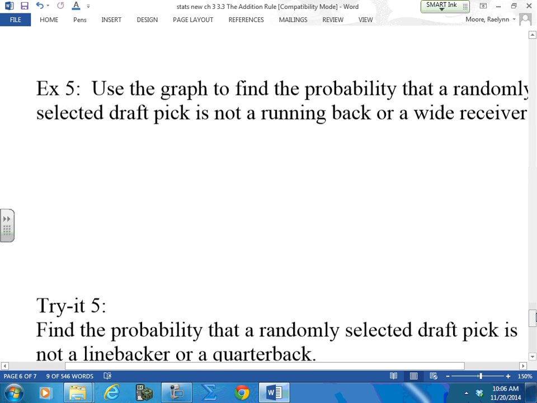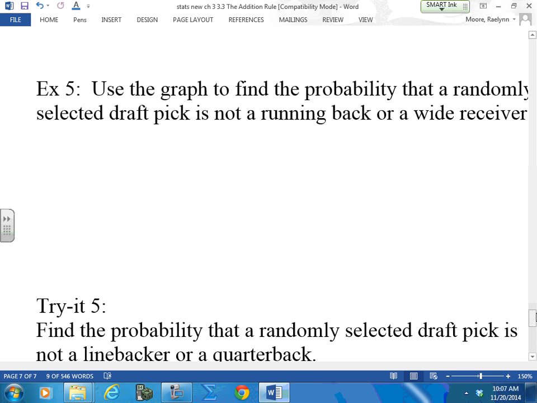The last part is using that graph to find your probabilities of selecting a draft pick. I thought I had the picture here, but it didn't come out, obviously. Let's read this together. You're going to combine your rules that you know so far. Use the figure at the right to find the probability that a randomly selected draft pick is not a running back or a wide receiver.